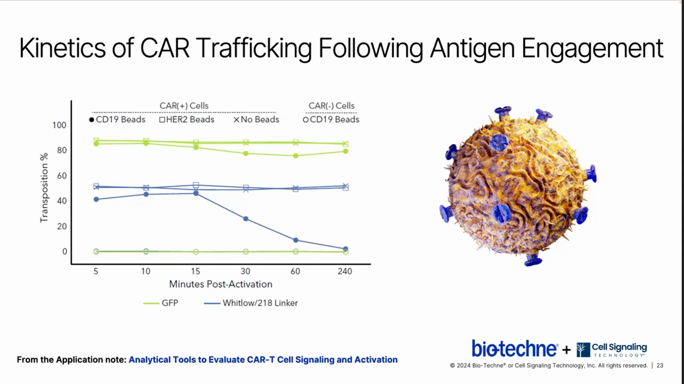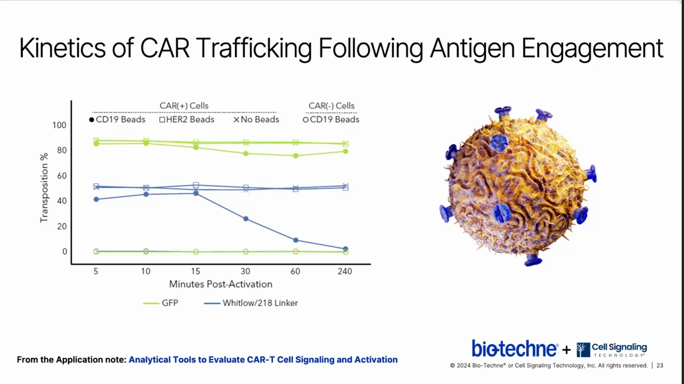The flow cytometry results shown here demonstrate a 50% decrease in expression of the CAR at 30 minutes post-activation, which was only observed in CAR-positive cells in the presence of CD19 beads. At 60 minutes post-activation, the CAR was barely detectable above background levels and was undetectable after 4 hours.